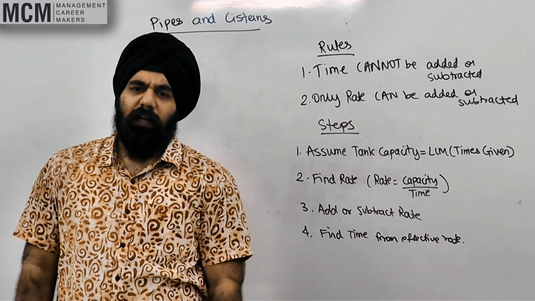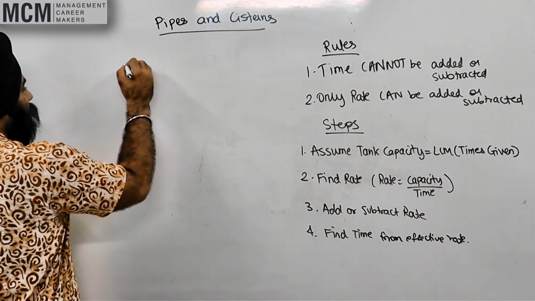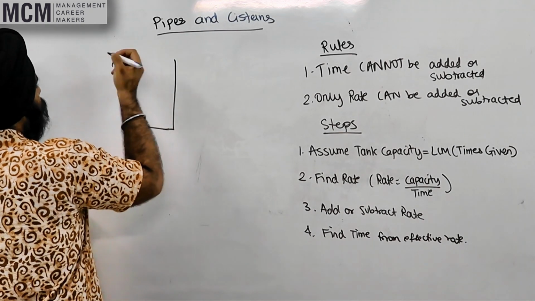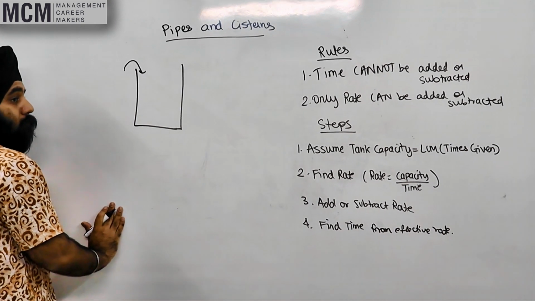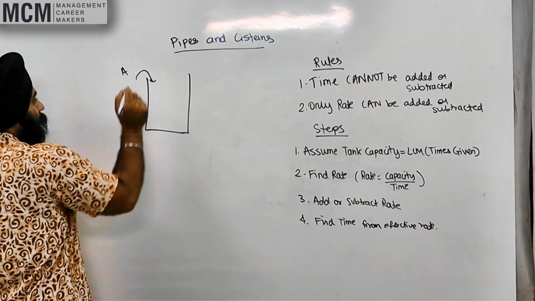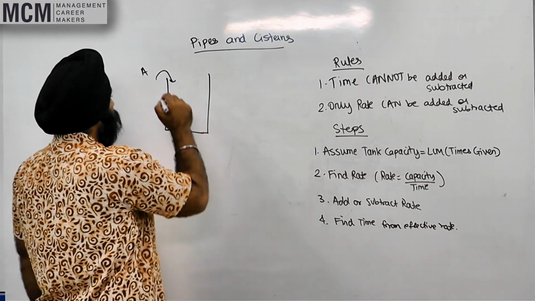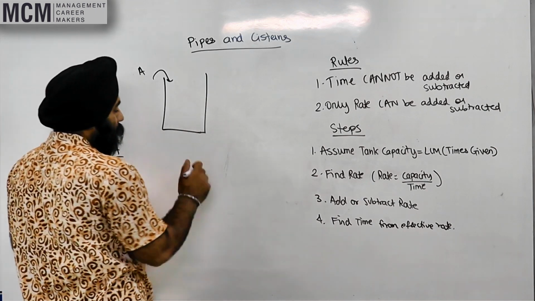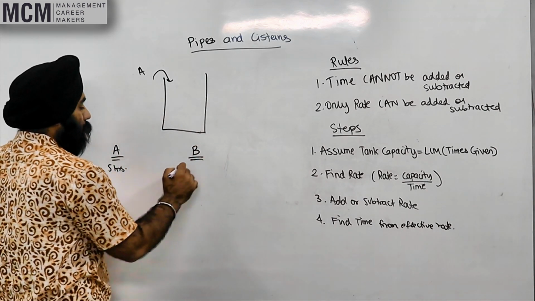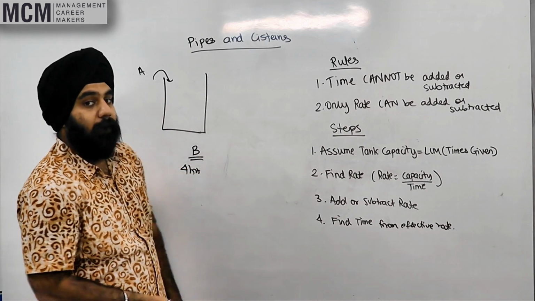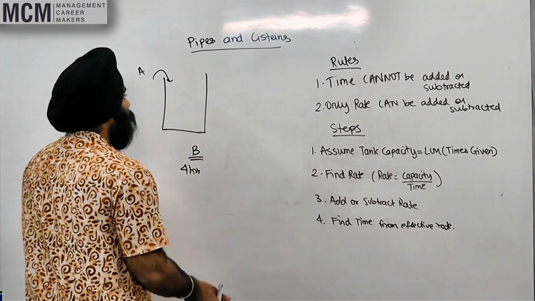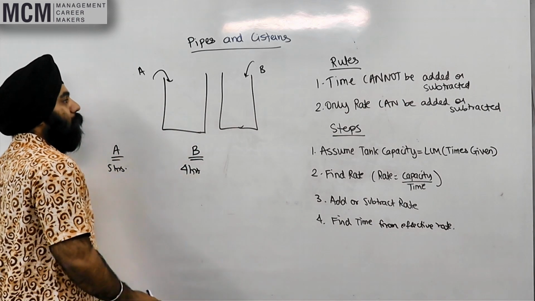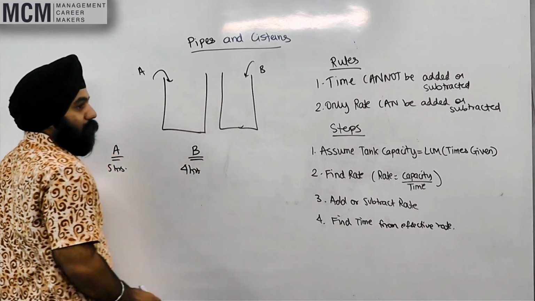The questions over here are essentially that there is a pipe. Pipe A takes 5 hours to fill a tank. There is a pipe B which takes 4 hours to fill the same tank. How much time will it take for A and B to fill the same tank if they are both open at the same time?